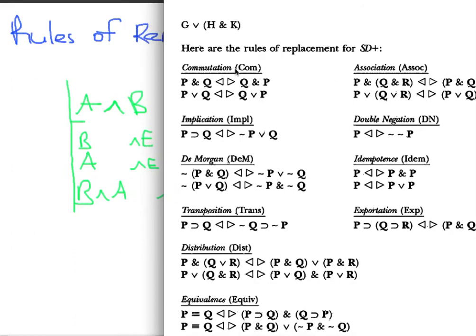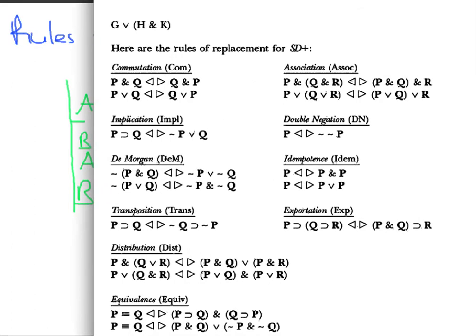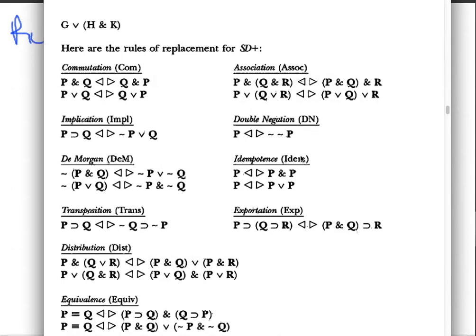So we've definitely gone over one of these. I know we've also gone over idempotence right here, where we can just get P by doing conjunction introduction, citing the same line twice in a row. And rather than doing that, we're just letting ourselves replace whatever sentence by conjoining it with itself. And same thing with the disjunction here.